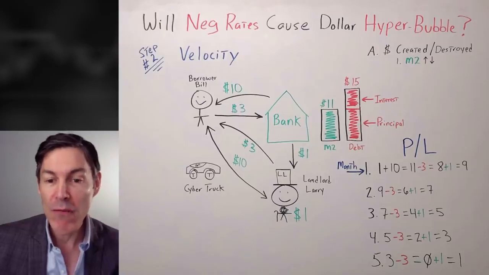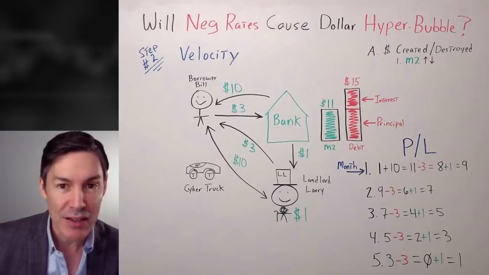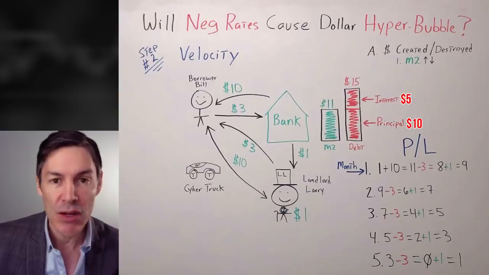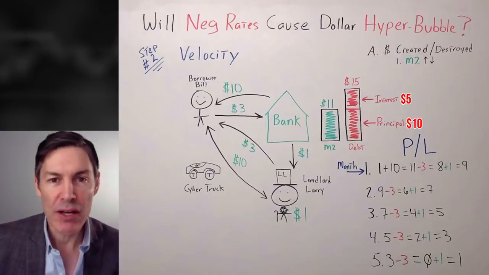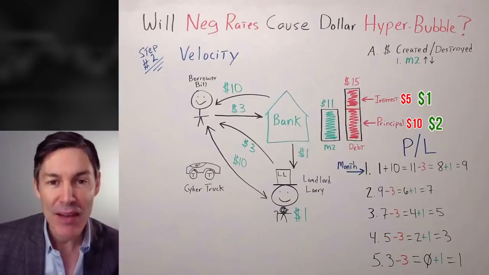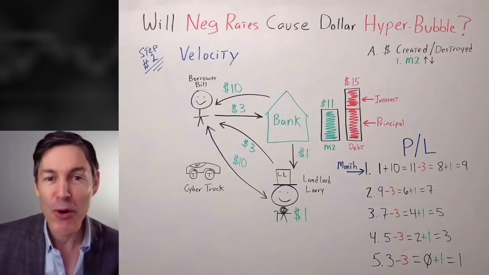So now we have $15 worth of debt in the system. $10 of principal, let's call it $5 in interest. But our total money supply, or the amount of currency units we have in the system, is $11. So let's assume Landlord Larry is paying Borrower Bill $3 a month to drive him around. With those $3, Bill pays the bank back $2 in principal, $1 of interest. But the bank is leasing space from Landlord Larry. And of course, they pay him $1 a month in rent.